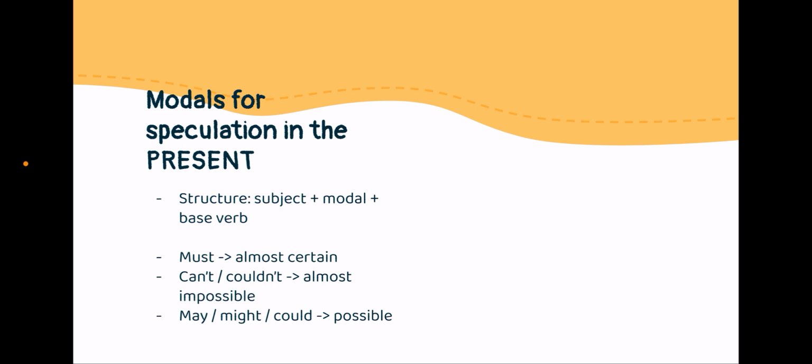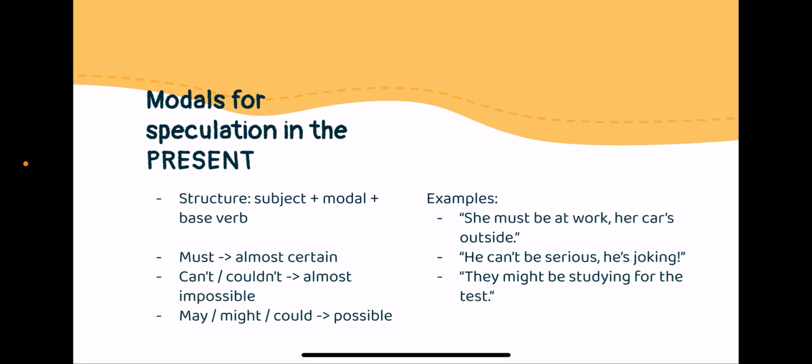Let's see some examples. The first one is: She must be at work. Her car is outside. Here you can see that the modal verb must is being used because the person is almost sure. They have a clue, that is, her car is outside. That's why they use must, because they're almost certain about it. And here you can also see that the structure is correct because first they say the subject, she, then the modal, must, then the base verb, be at work.